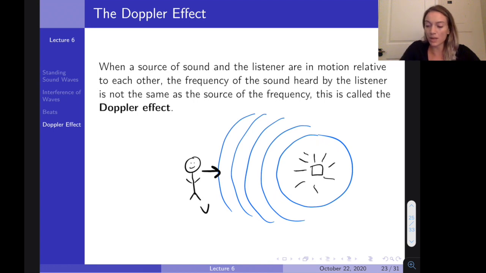And the same if you were going in the other direction. Instead of only hearing 1 cycle per second, you might hear half a cycle per second, because as you're moving away, the sound waves have to catch up to you as well. So you'll hear a lower frequency.